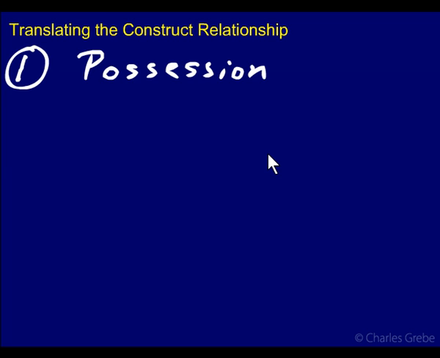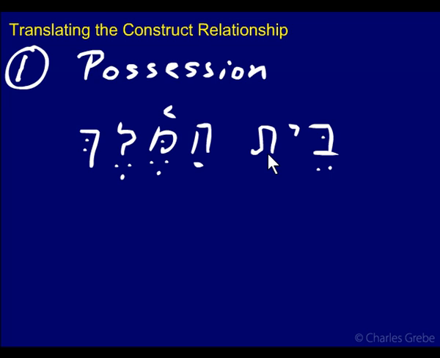So the first is possession, and I think we already dealt with some examples of this. This is the most basic form of it, really the most basic way we think of genitives. We think of genitives as something possessing or owning. And what happens here is the genitive or the absolute, which is this one here, right, is the owner or the possessor of the construct.